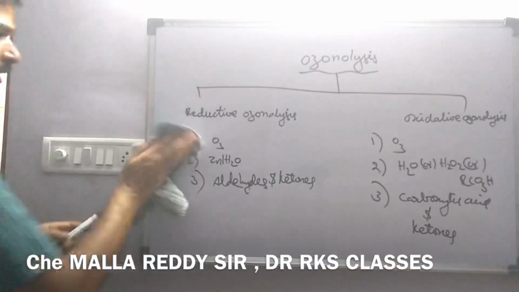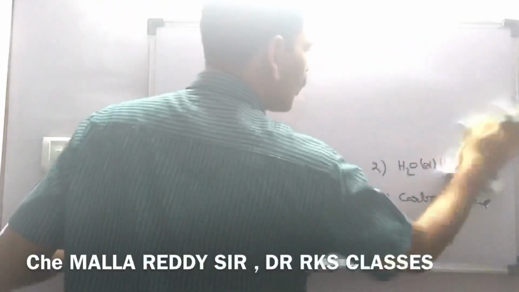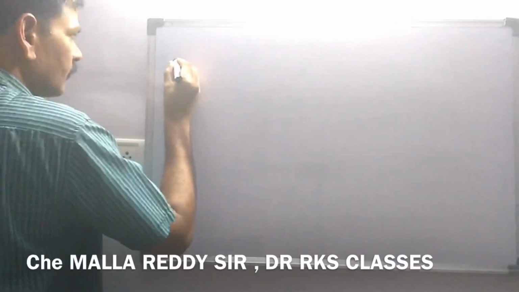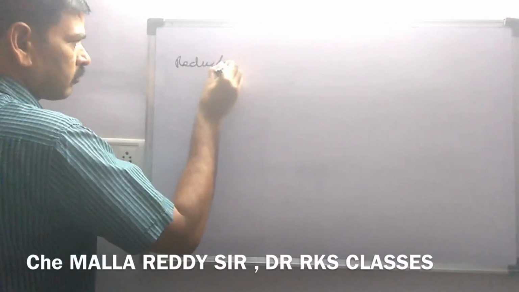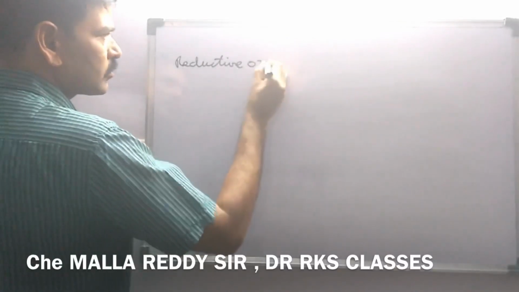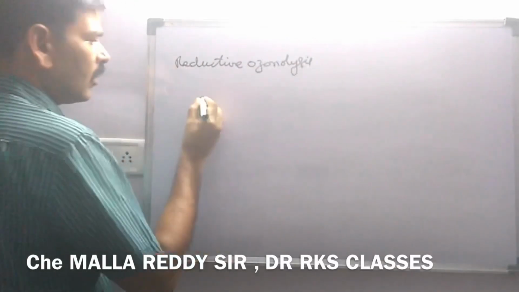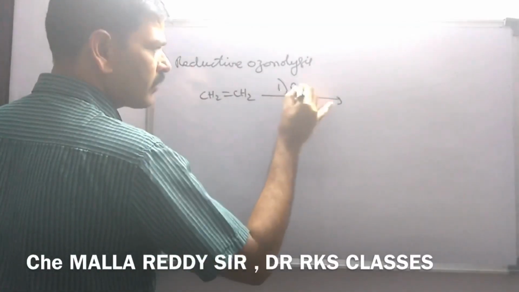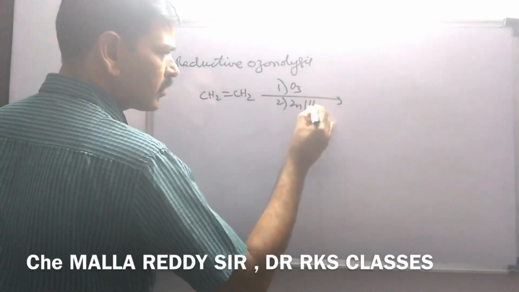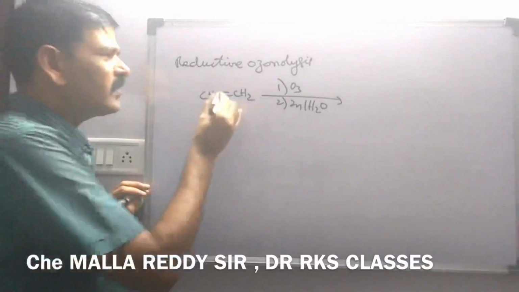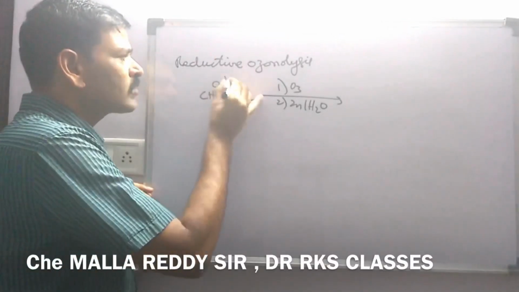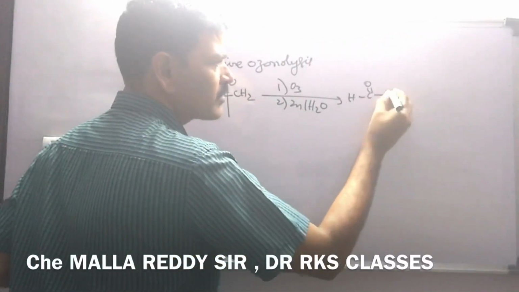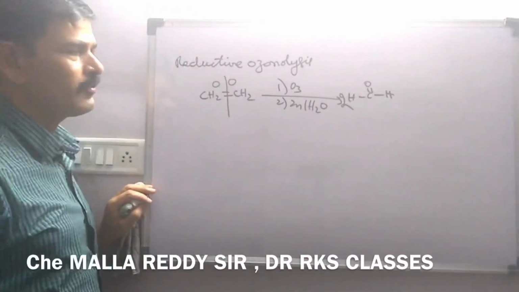First, reductive ozonolysis. Just observe. In reductive ozonolysis, CH2 double bond CH2 and addition with ozone, further on reduction with zinc and water. Just you break the double bond and add oxygen on both sides. You get the product, here in this case HC double bond O, 2 moles of aldehydes are obtained.